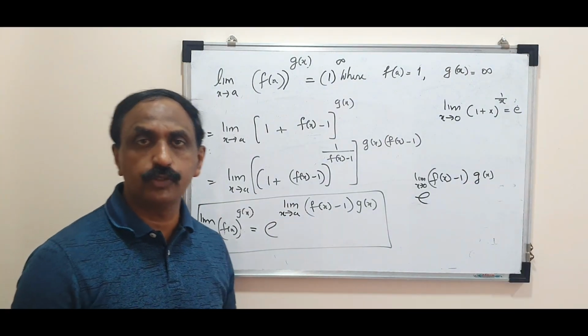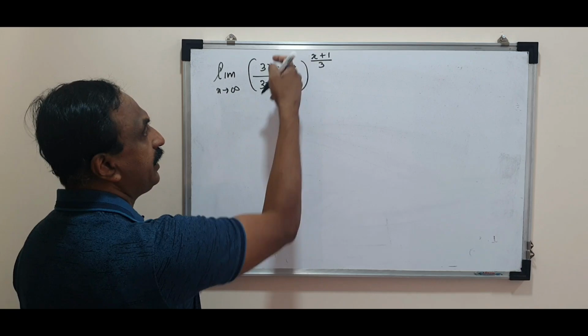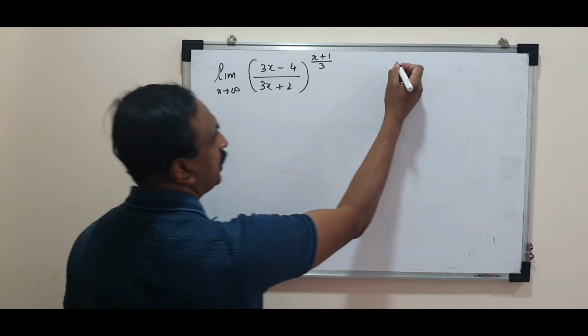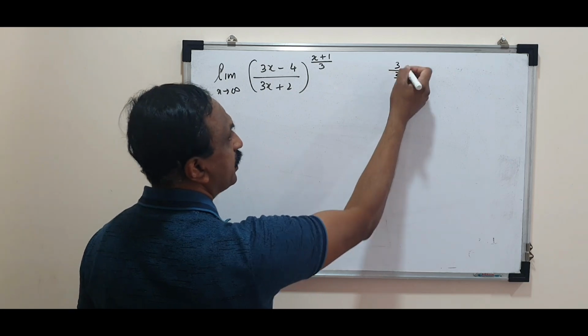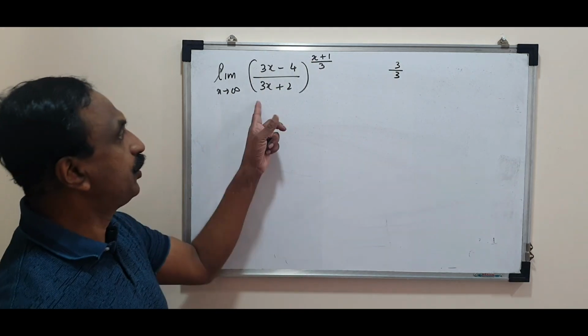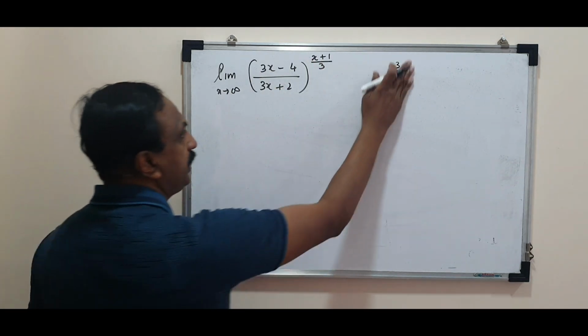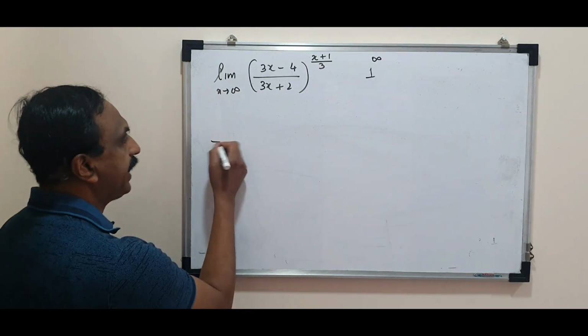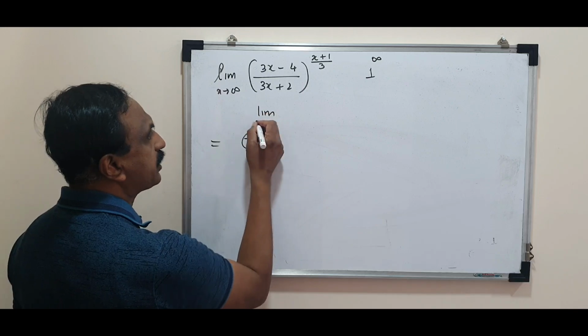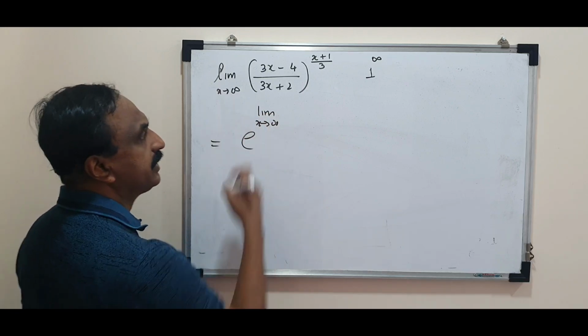Let's practice a few problems on this. When x is tending to infinity, this will tend to 1 because the coefficient of x here is 3 and the coefficient of x here is 3. So 3 by 3, this will tend to 1 and this will tend to infinity. Hence it is of the form 1 raised to infinity. Hence we can apply directly e raised to limit x extending to infinity, whatever the limit is, as it is.